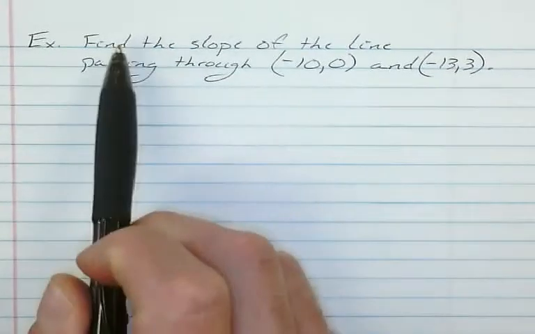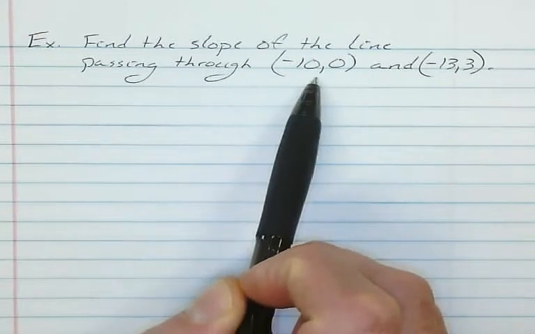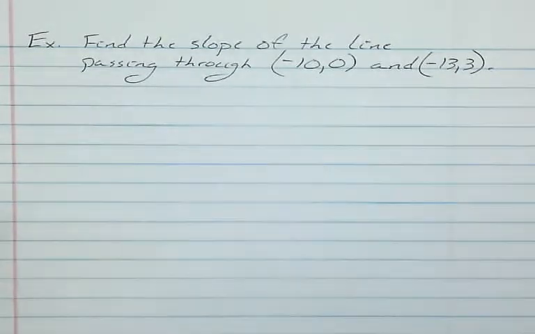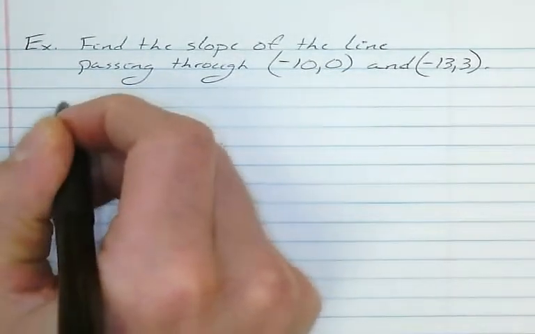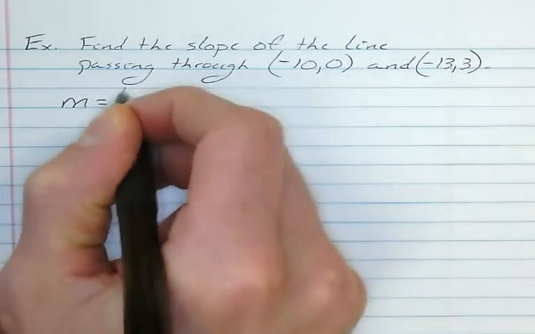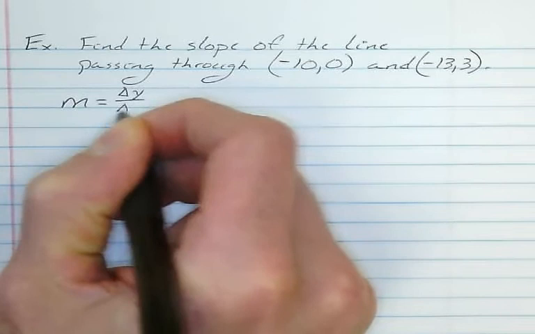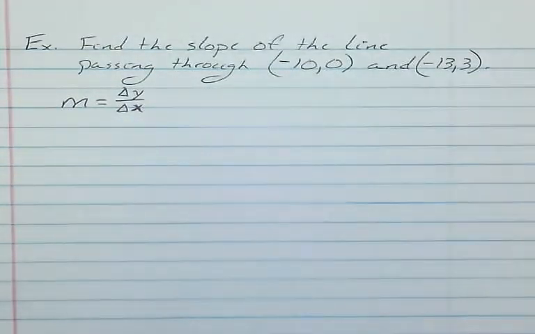Alright, so find the slope of the line passing through negative 10, 0, that's our first point, and negative 13, 3. Alright, so we want to calculate the average rate of change, or the slope of this line. Now, in previous lessons, like I said, we had a graph. Well, we don't have a graph right now, but we still know what slope is. We know that slope is our rise over run. It's our change in y over our change in x. Alright, and even though we don't have a graph to look at, we can still calculate this.